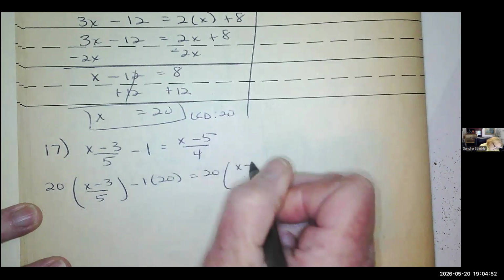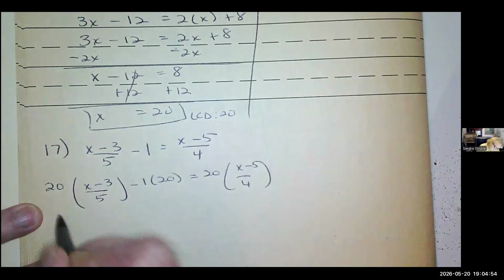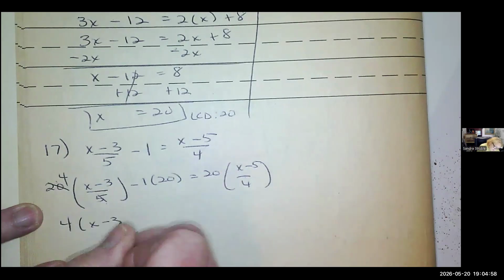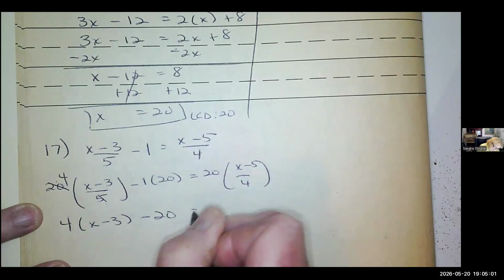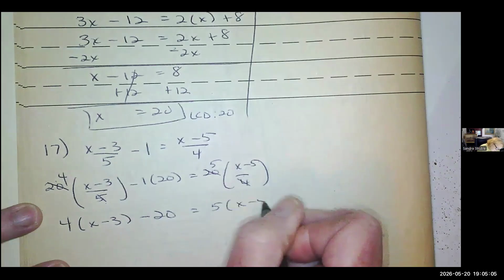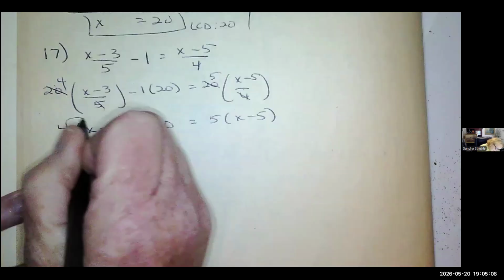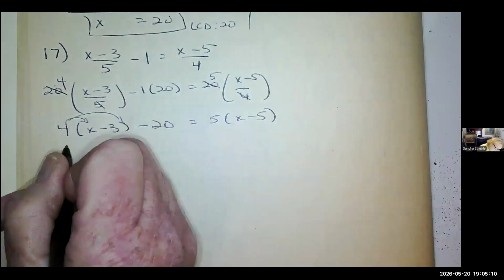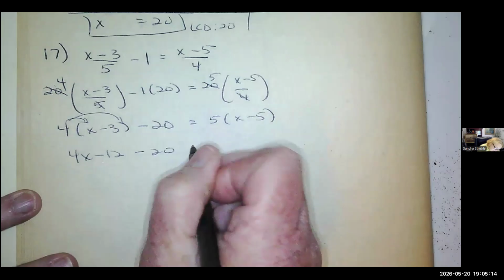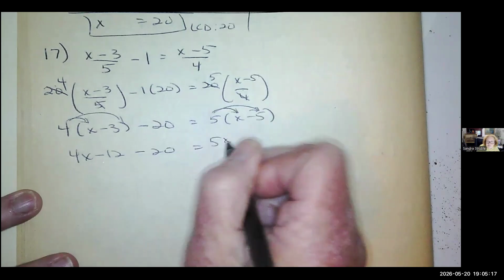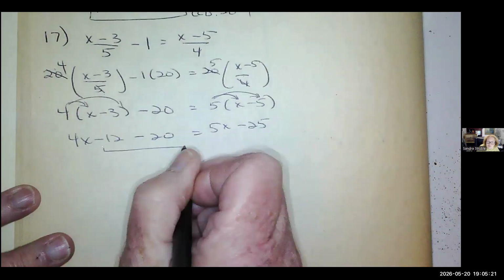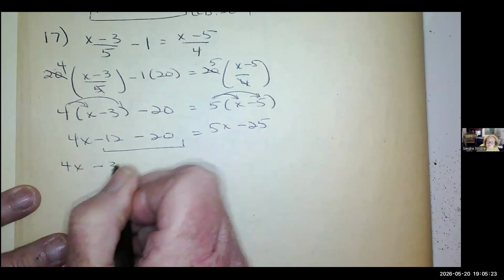All right, 20 divided by 5 is 4. This becomes 4 times (x minus 3) minus 20. 20 divided by 4 is 5. 5 times (x minus 5). Distribute. So 4x minus 12 minus 20 equals distribute, distribute. 5x minus 25. Combine like terms. 4x minus 32 is equal to 5x minus 25.